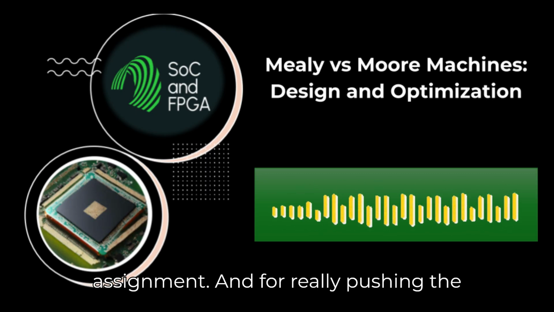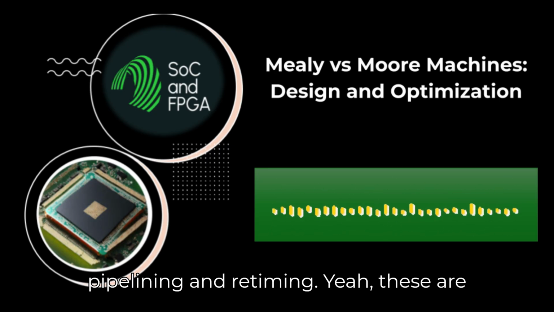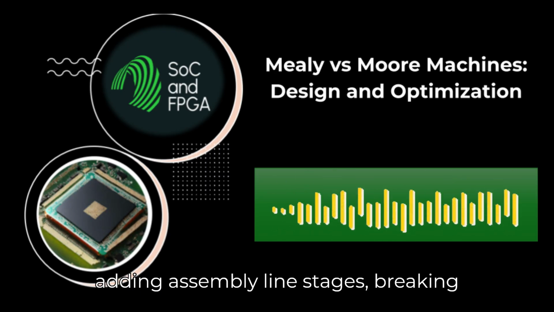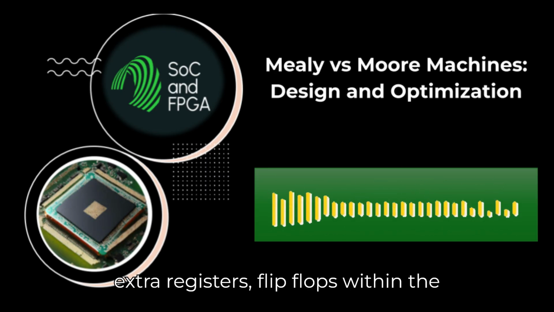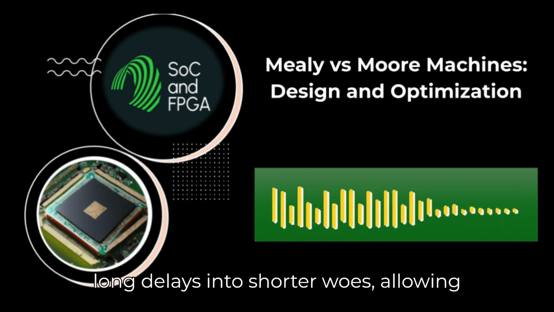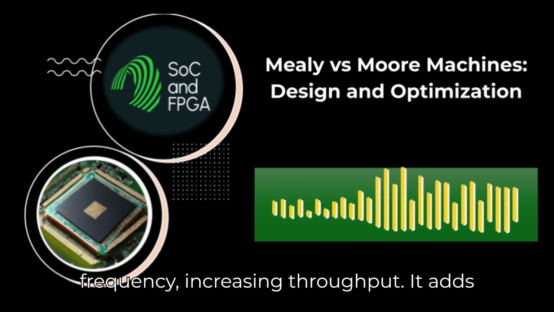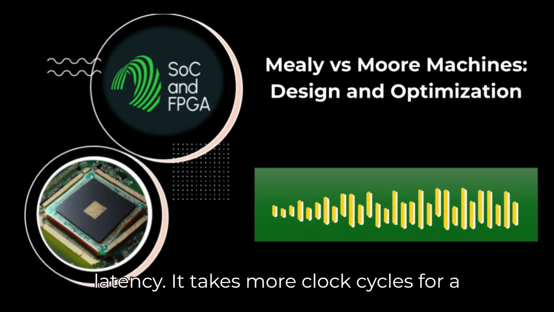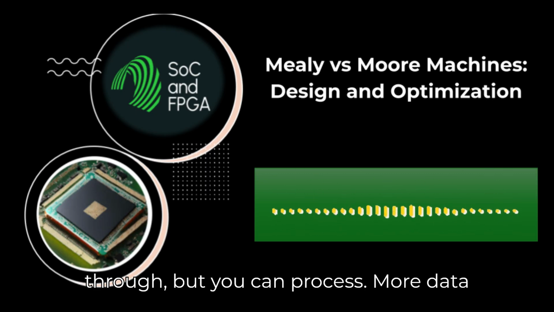And for really pushing the speed limits, the sources mention pipelining and retiming. Yeah, these are more advanced techniques for high-performance designs. Pipelining is like adding assembly line stages. Breaking down a long task. Exactly. You insert extra registers, flip-flops, within the combinational logic paths. This breaks long delays into shorter ones, allowing the whole system to run at a higher clock frequency, increasing throughput. It adds delay, right? Latency. It does add latency. It takes more clock cycles for a single input to propagate all the way through, but you can process more data per unit time.